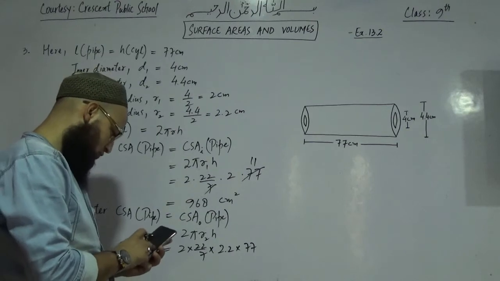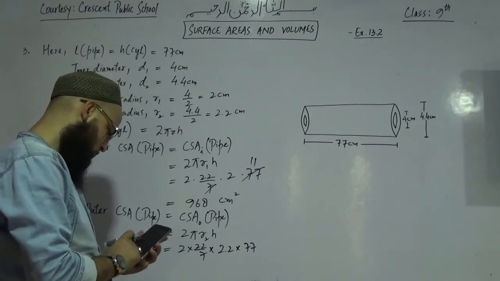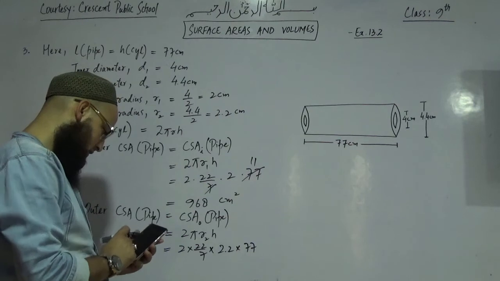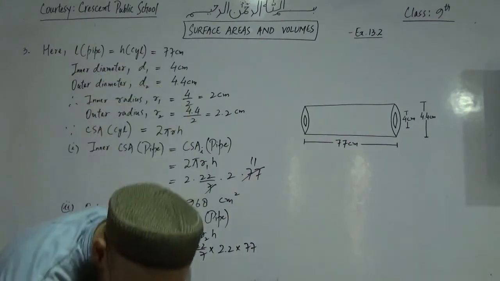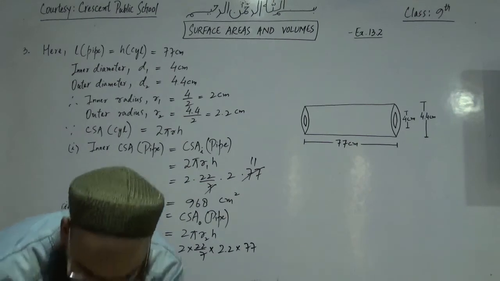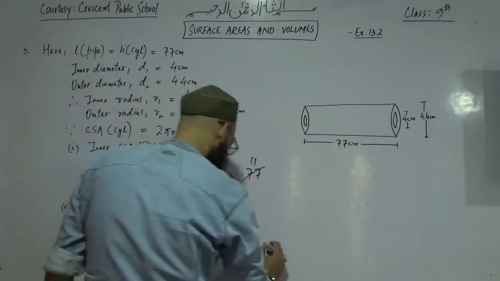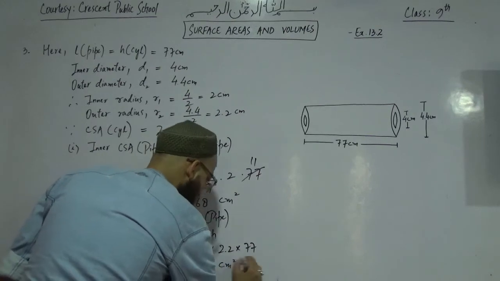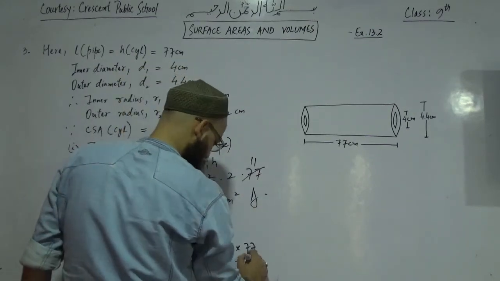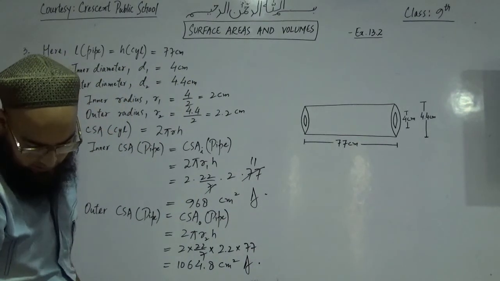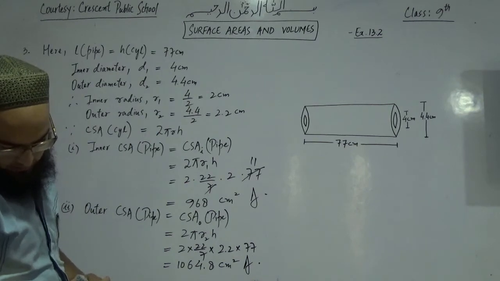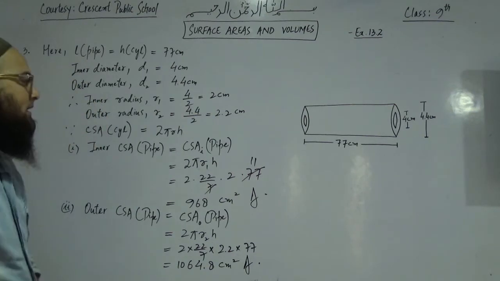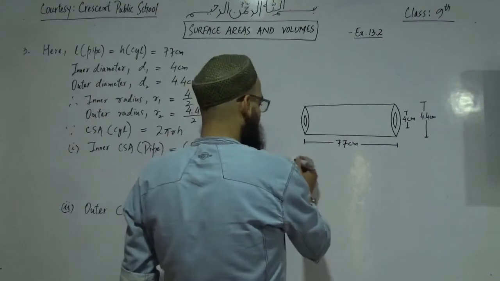Now I'll solve it. This is 2 times 22 times 2.2 times 77 divided by 7. So it's 1064.8 square centimeter. This is your first answer and this is your second answer. You got it? That's your second answer. Outer curved surface area of pipe, and that is 1064.8 square centimeter.